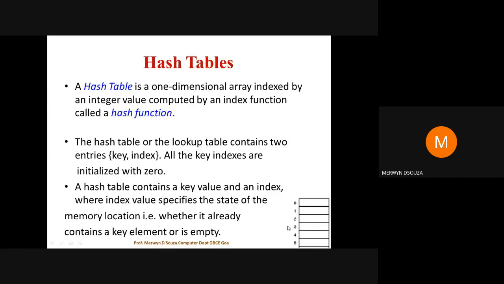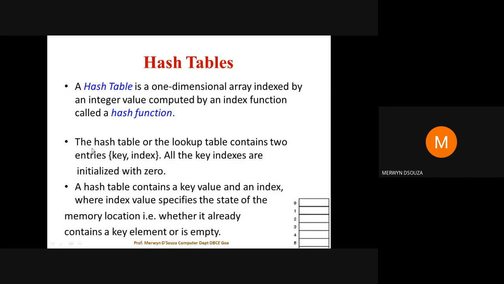So this is that example I was telling you. Basically, a hash table is a one-dimensional array indexed by an integer value computed by a hash function. The hash function is used for indexing. Like I told you, indexing means searching for a value, just like you can imagine the index of your book or textbook.